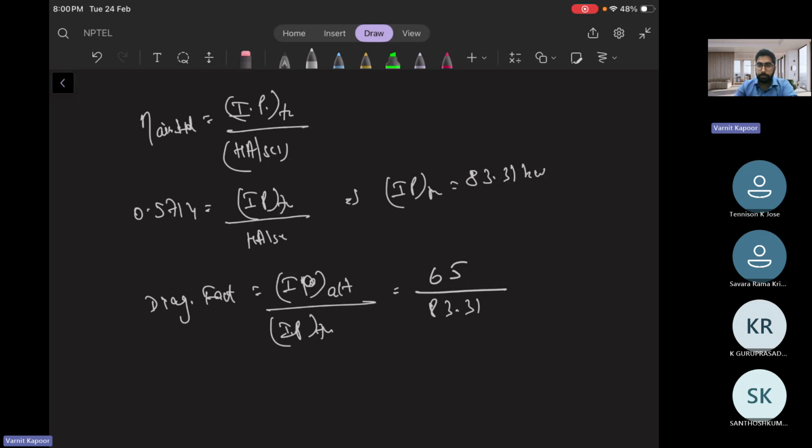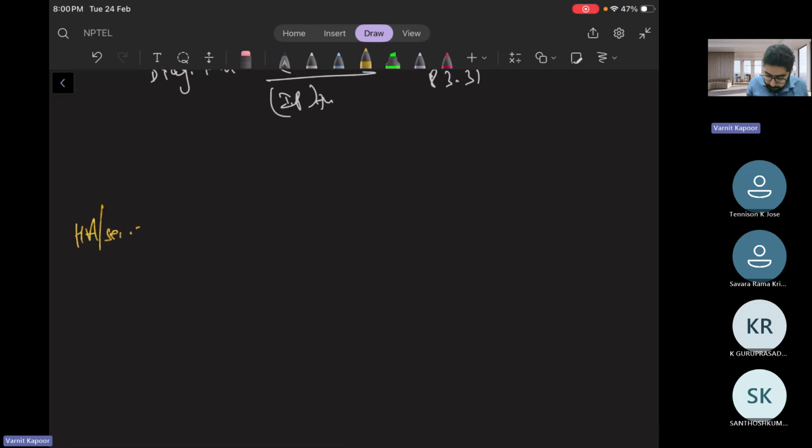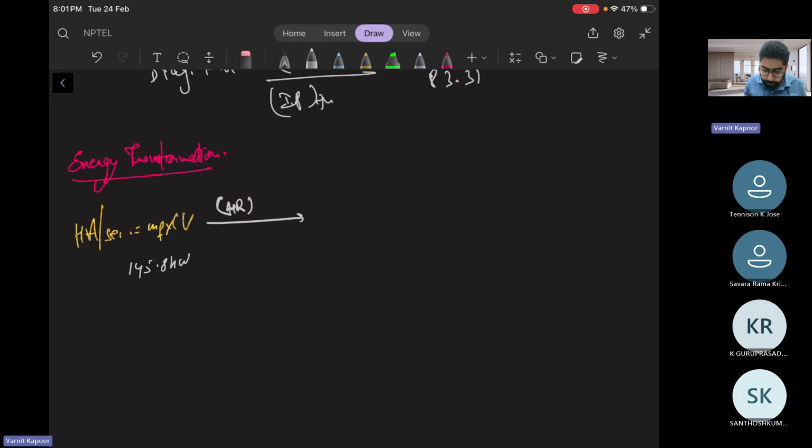Let me tell in the whole scenario what we have done. We provided some heat in the system, that is heat added per second. That was nothing but mass flow rate into the calorific value, that was 145.8 kilowatt. I'm telling about how the energy is being transformed, giving an overall flavor of what is happening. Then we reject the heat at constant volume in the process, and we got some indicated power from the system.